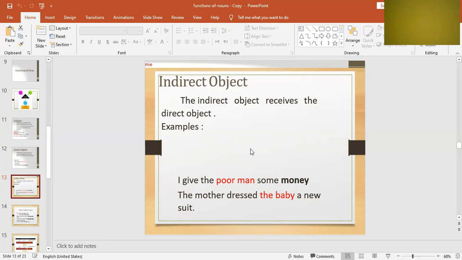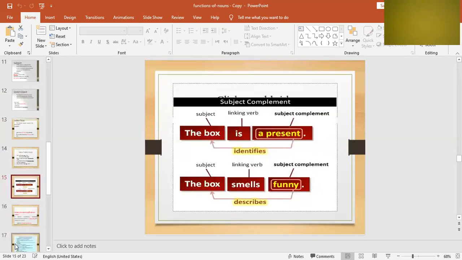The mother dressed the baby a new suit. The mother dressed the baby. She puts clothes on him. What did she dress the baby? A new suit. So "a new suit" is the direct object. I can say the mother dressed a new suit to the baby. Okay, so the one which accepts "to" is the indirect object.